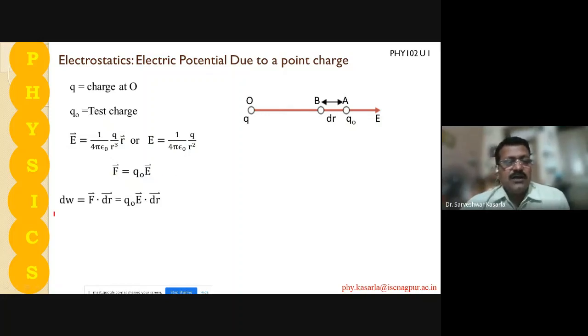Here, work done will be force into displacement. There is a small displacement dr. So the work done in bringing that test charge from A to B is equal to force into displacement, that is q0 into E into dr. That will be the dot product, q0 E dr cos theta.